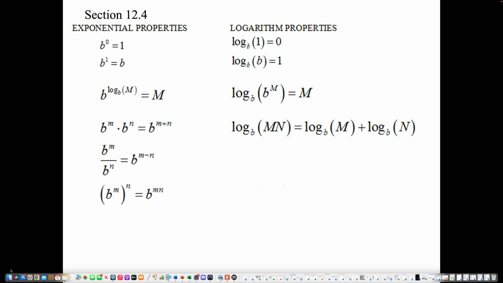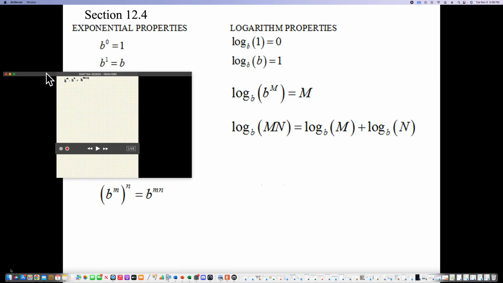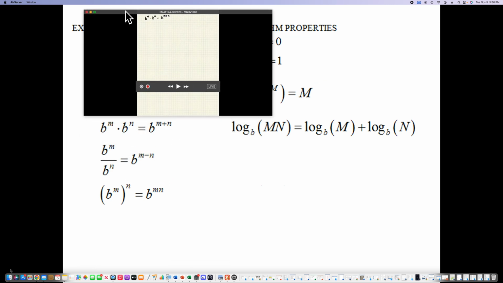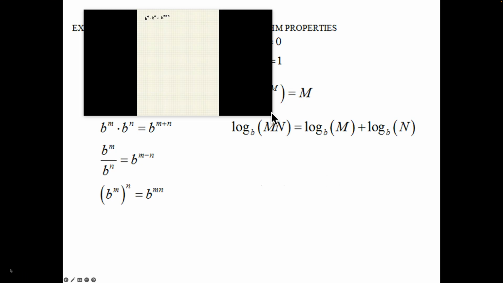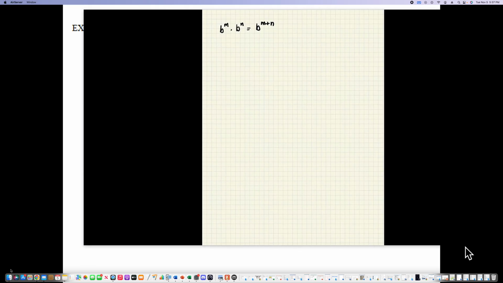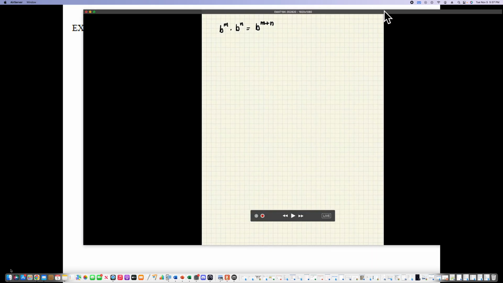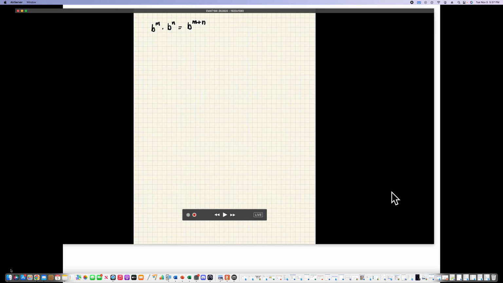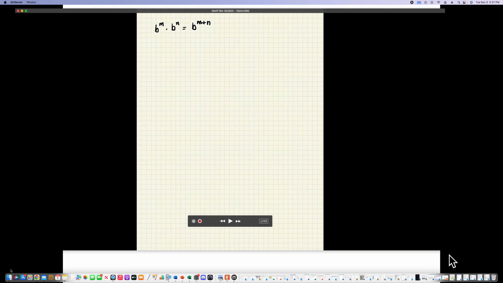So to show you how that works, let me get my iPad out here, and I'll do the product rule so you can see how that works. Let me make this bigger here. Okay, so that's my exponential property for the product rule.